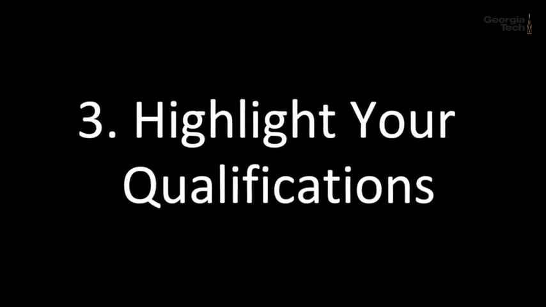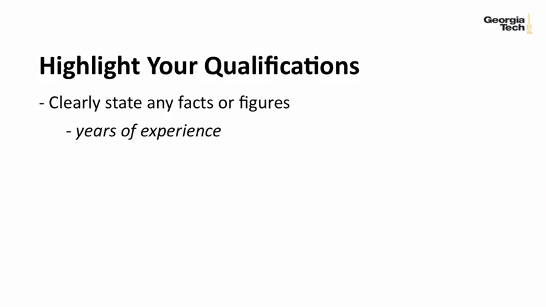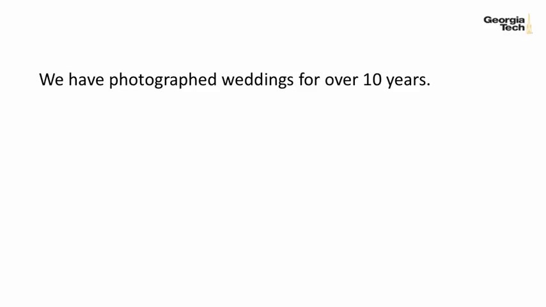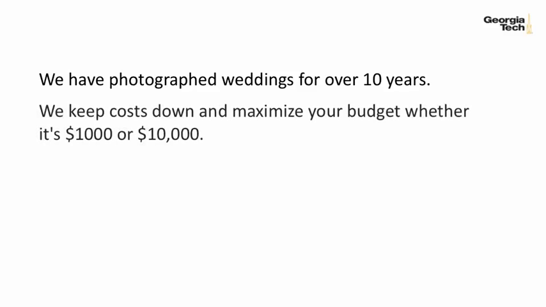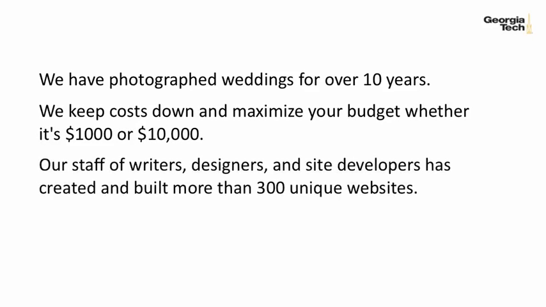Now, let's look at the third essential part of every proposal. Highlight your qualifications. In this section, you clearly state important facts and figures about you or your company. This can include information about years of experience, reliability, and reputation. Here are some examples. We have photographed weddings for over 10 years. We keep costs down and maximize your budget, whether it's $1,000 or $10,000. Our staff of writers, designers, and site developers have created and built more than 300 unique websites.